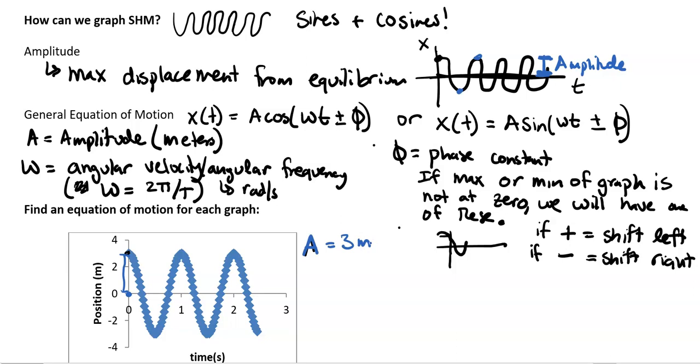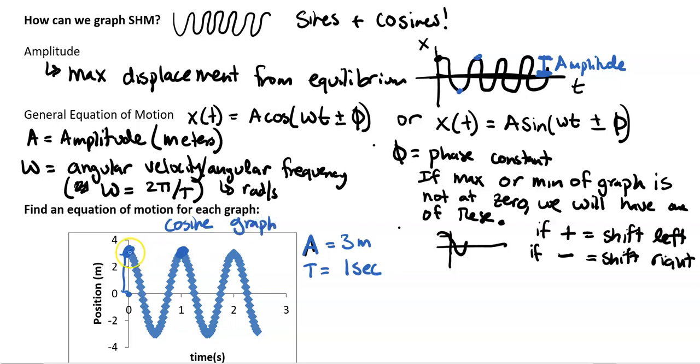Period is the time for one complete cycle. So it starts here. Next time it is at a high point. Oh, that's just 1 second. Huh, nifty. Period is 1 second. Okay. Let's think about what type of graph this is. This is going to be a cosine function because when t equals 0, it is at a maximum. So we know this is a cosine graph.